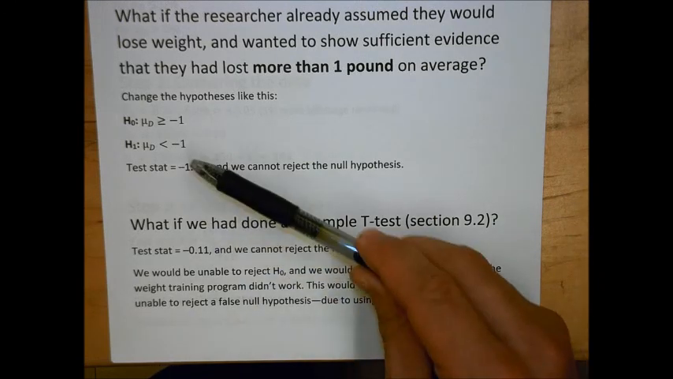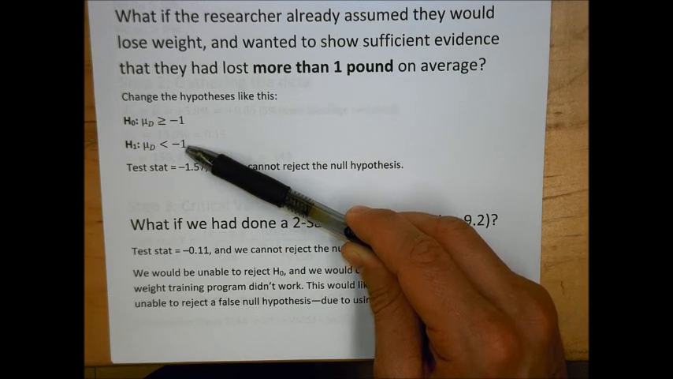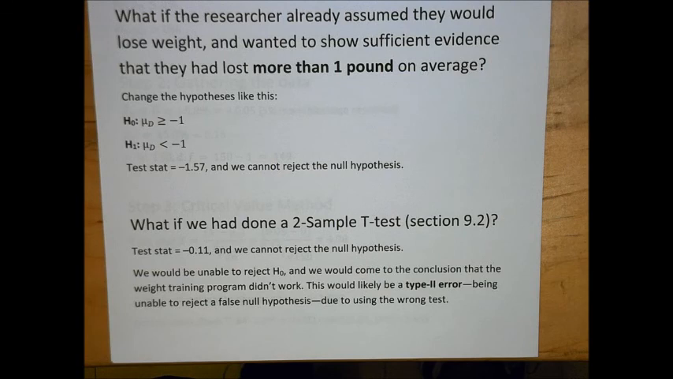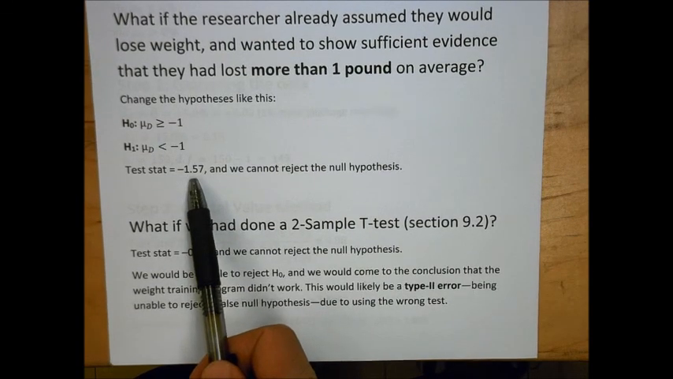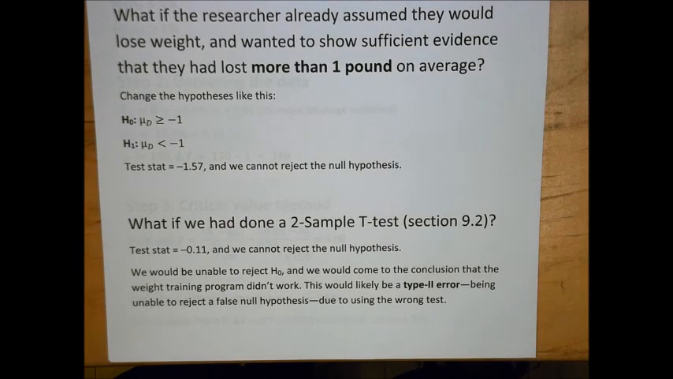Notice how the hypotheses change. We hypothesize as a researcher that the weight difference will be less than negative 1 on average, indicating a greater than 1 pound decline in average weights. If you recalculate the test statistic, you'll get negative 1.57, and you will be unable to reject the null hypothesis because that is closer to 0 than is the critical value of 1.895.